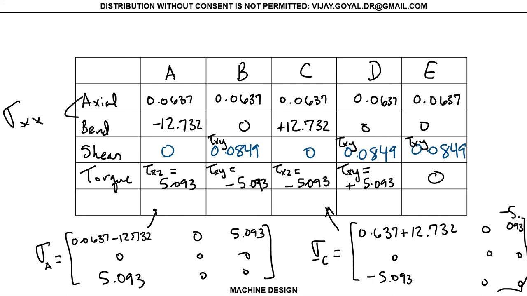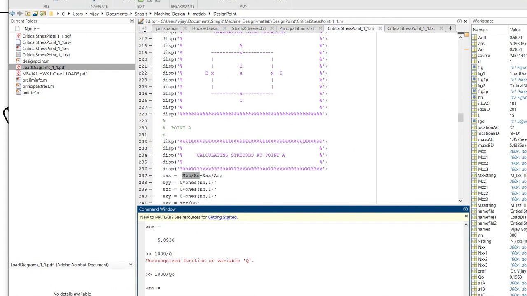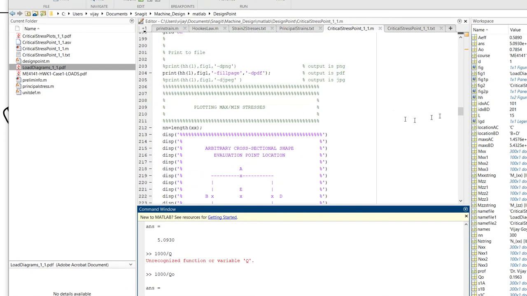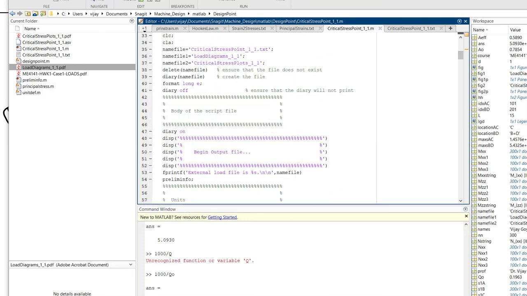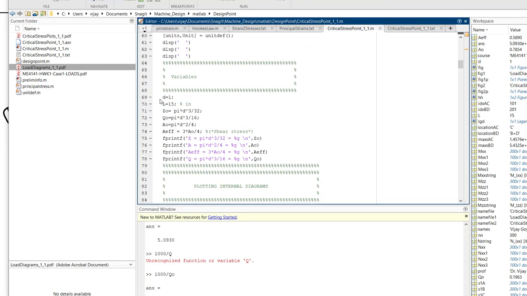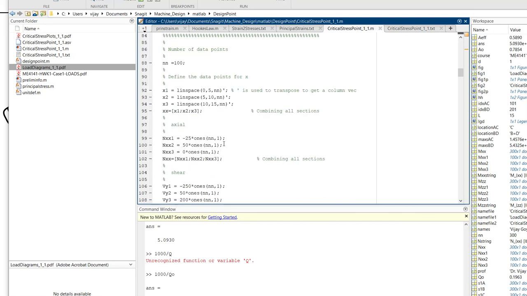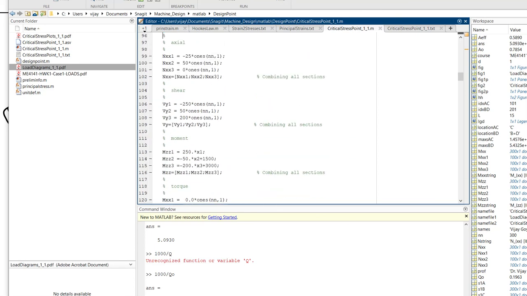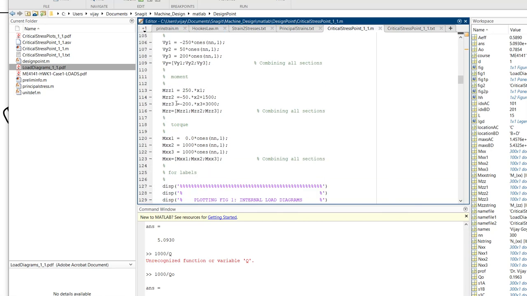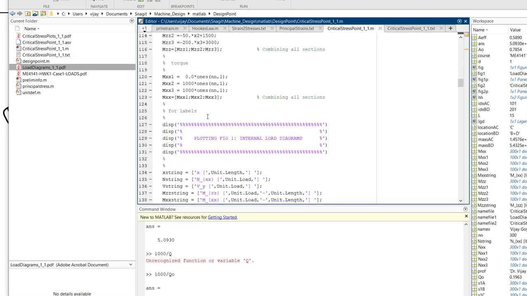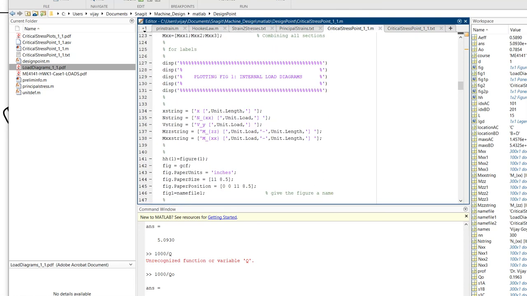Now you could also run the MATLAB code. I have a MATLAB code called the design point. All you have to do is manually enter these values. What is the length? What is your Q? What is your A? You have to enter these values manually. Then just write your shear moment diagrams, what they look like. You probably have that copy-pasted from your previous homework. And then the rest of it, you just run the code.